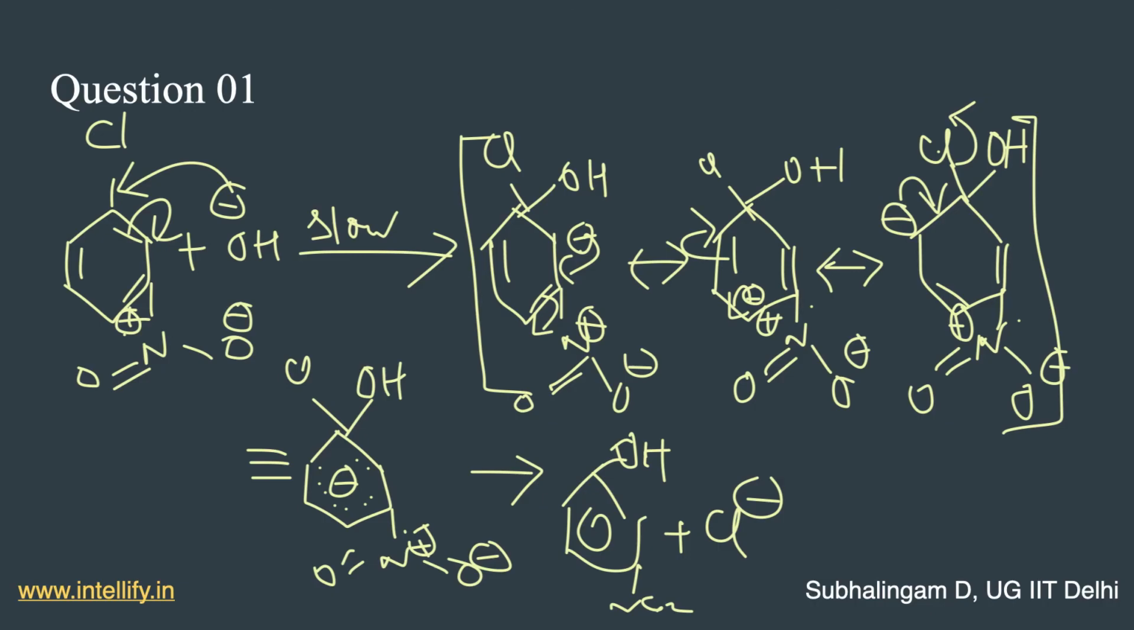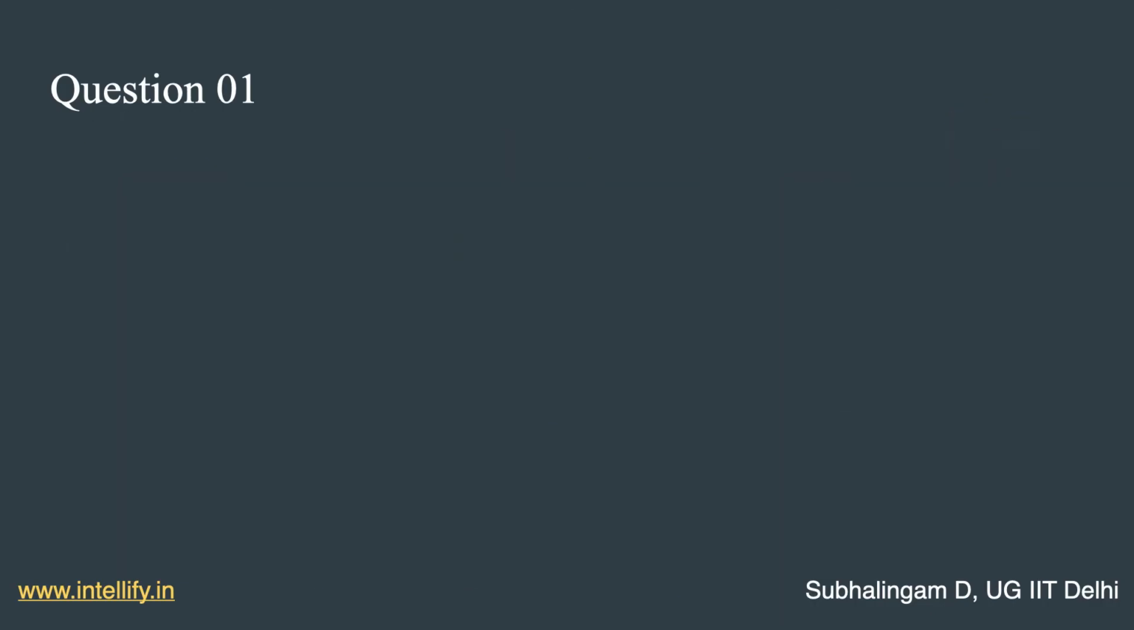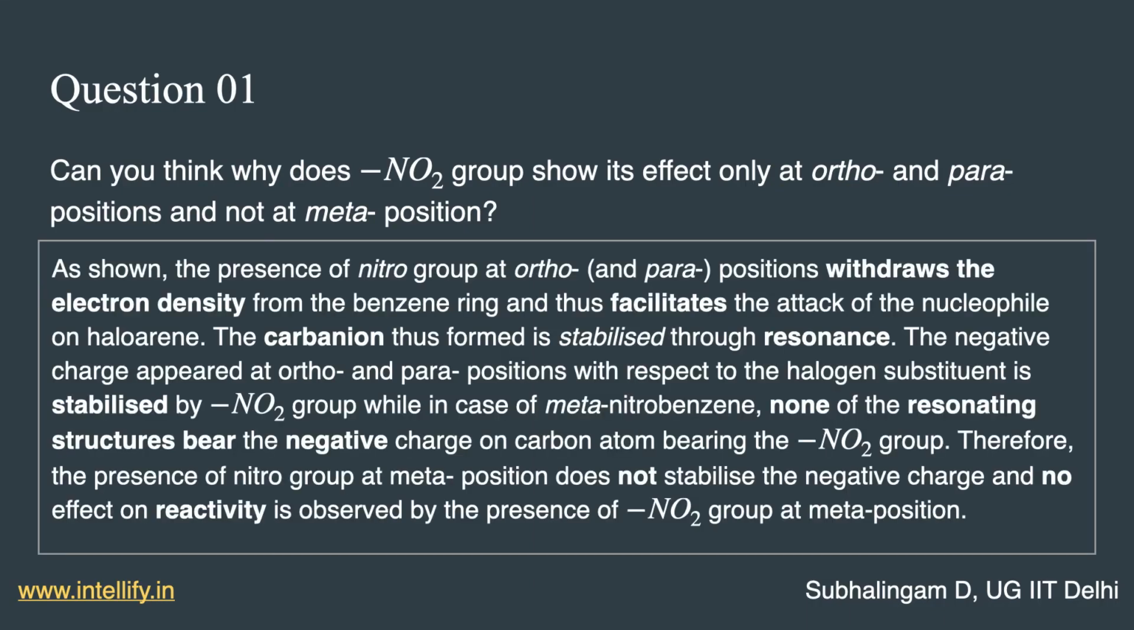Observe that. Let me put it in words. As shown, the presence of nitro group at ortho position and even at para positions withdraws the electron density from the benzene ring and thus facilitates the attack of the nucleophile on haloarene. The carbanion thus formed is stabilized by resonance.